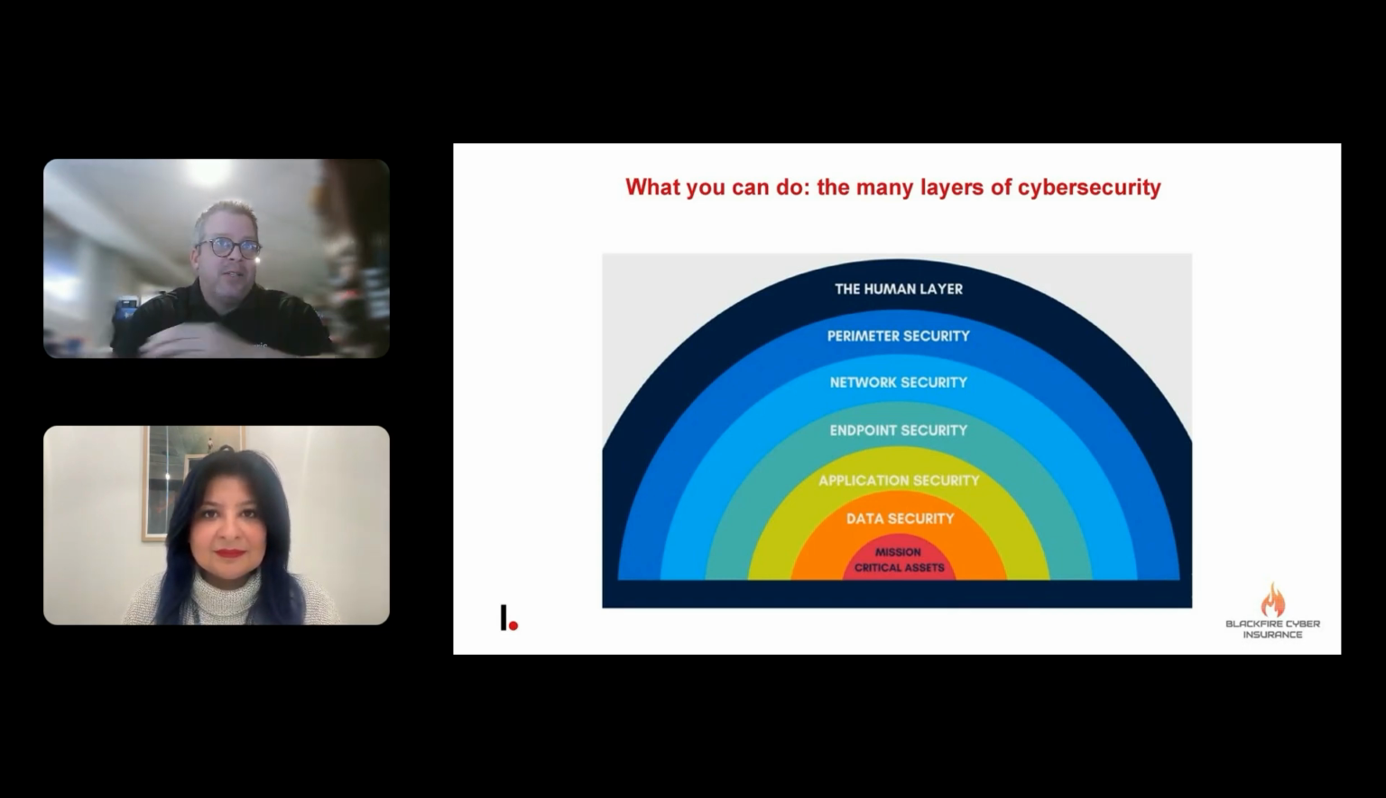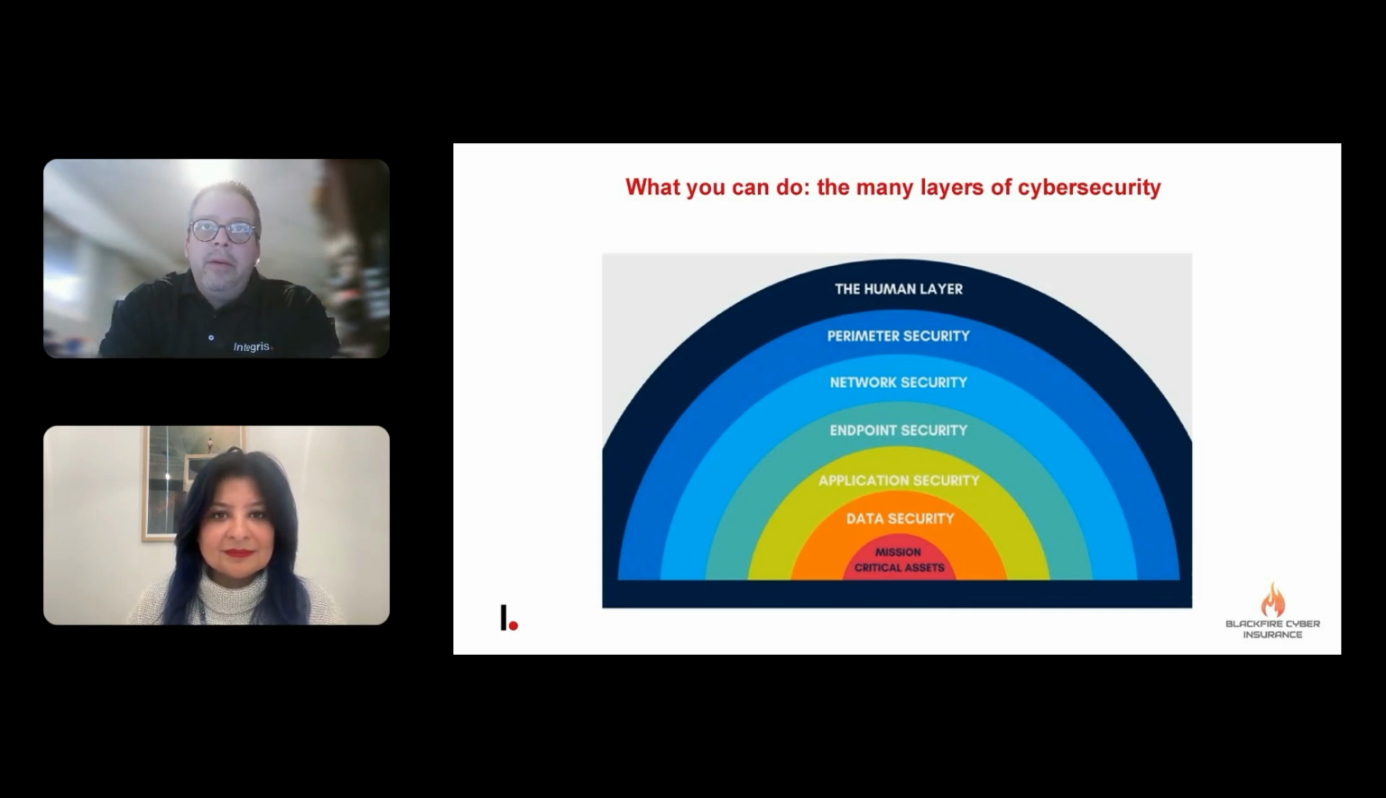We call this the 7 layers of cybersecurity, and this is really important. At each level, there are things that we do for our clients to protect those assets. As you can see, the one there in the middle, the one that's in red, mission critical assets, data security, application security, endpoint security. Endpoint would be a computer you have or a phone or an iPad.